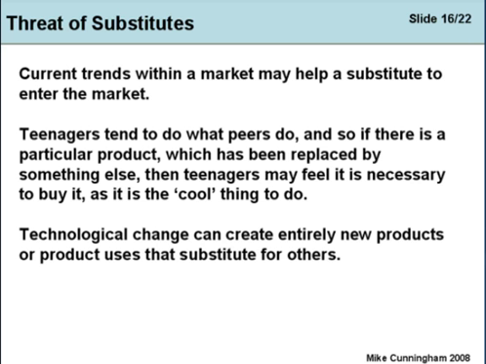Technological change can create entirely new products or product uses that substitute for others. As technology changes, we do see products changing, metamorphosing into something else, into different products. We've seen fairly big and substantial laptops becoming smaller and smaller. Now we've netbooks, which are dedicated just to surfing the net. So there seems to be niche developments. Products are developed according to perceived niches.